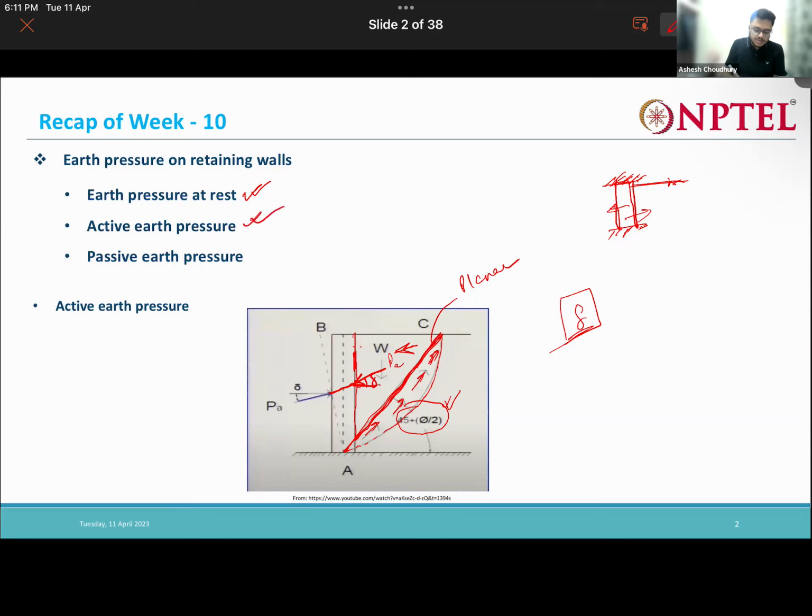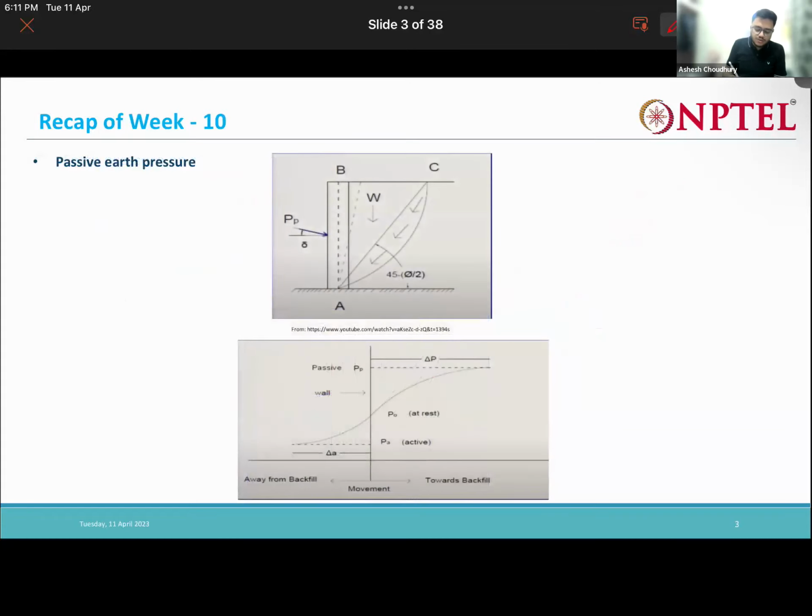So this was active earth pressure. Similarly, if the wall moves towards the backfill, the earth pressure acting on the wall is our passive earth pressure. Now you might be wondering why the retaining wall would move towards the backfill.